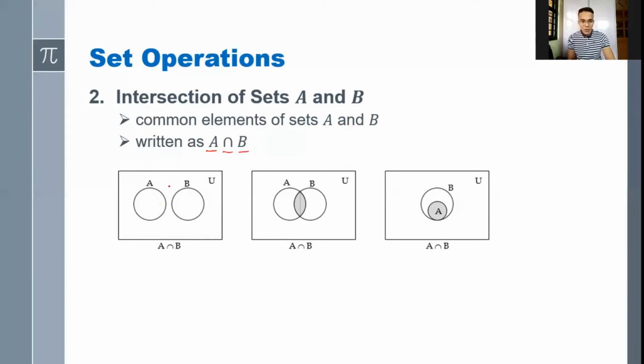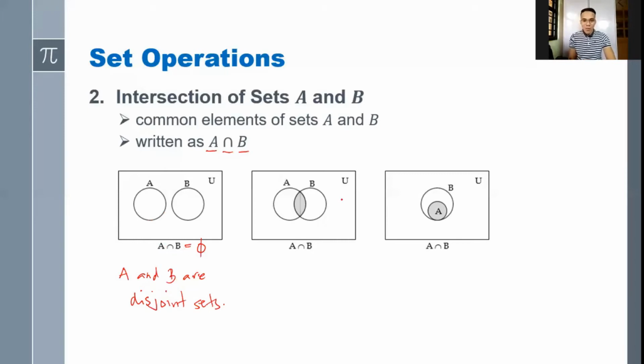For the first figure, A and B don't have any common elements. That's why we don't have any shaded region in this Venn diagram. So we say that A intersection B is the empty or null set. If this is the case, then we can conclude that set A and set B are disjoint sets, because they don't have elements in common. If we look at these two circles, they are not connected to each other. They don't have a region in common.